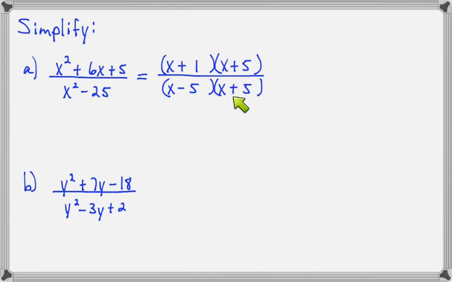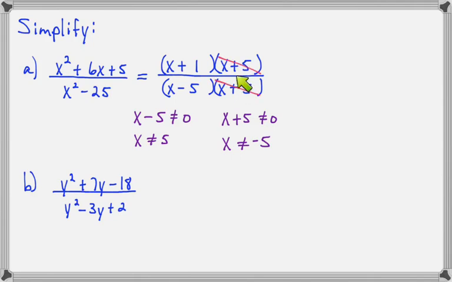Now, note what has to be left out of the denominator before you start canceling. X minus 5 cannot equal 0. Therefore, x cannot equal 5. And x plus 5 cannot equal 0. Therefore, x cannot equal negative 5. And now we can cancel. Our x plus 5's cancel each other out, and we are left with x plus 1 over x minus 5, and we note that x cannot be 5 or negative 5.